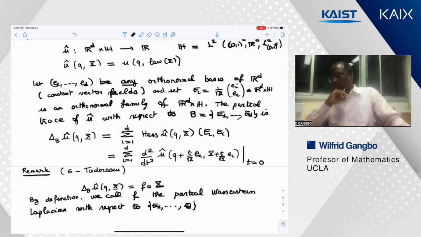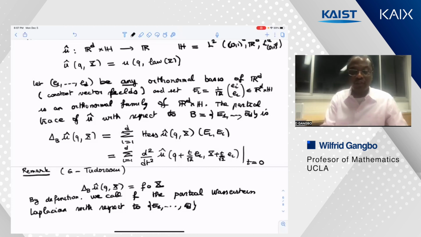One can also, instead of using this Hilbert space approach, assume that U is sufficiently smooth. It admits a second order Taylor expansion in the set of probability measures. And when you write that second order Taylor expansion, you get the same definition of the Wasserstein, the partial Laplacian.